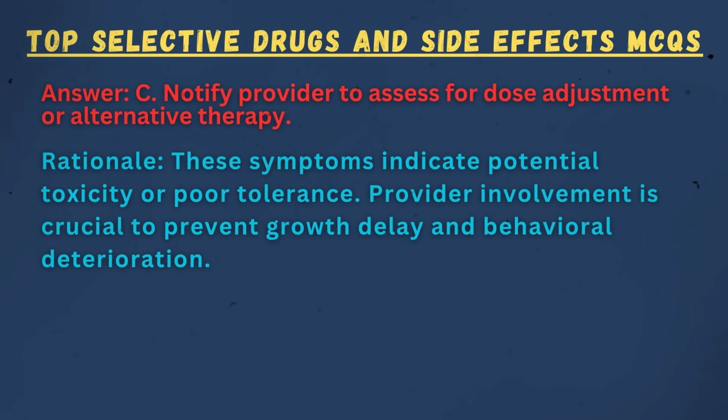Answer. C. Notify provider to assess for dose adjustment or alternative therapy. Rationale: these symptoms indicate potential toxicity or poor tolerance. Provider involvement is crucial to prevent growth delay and behavioral deterioration.